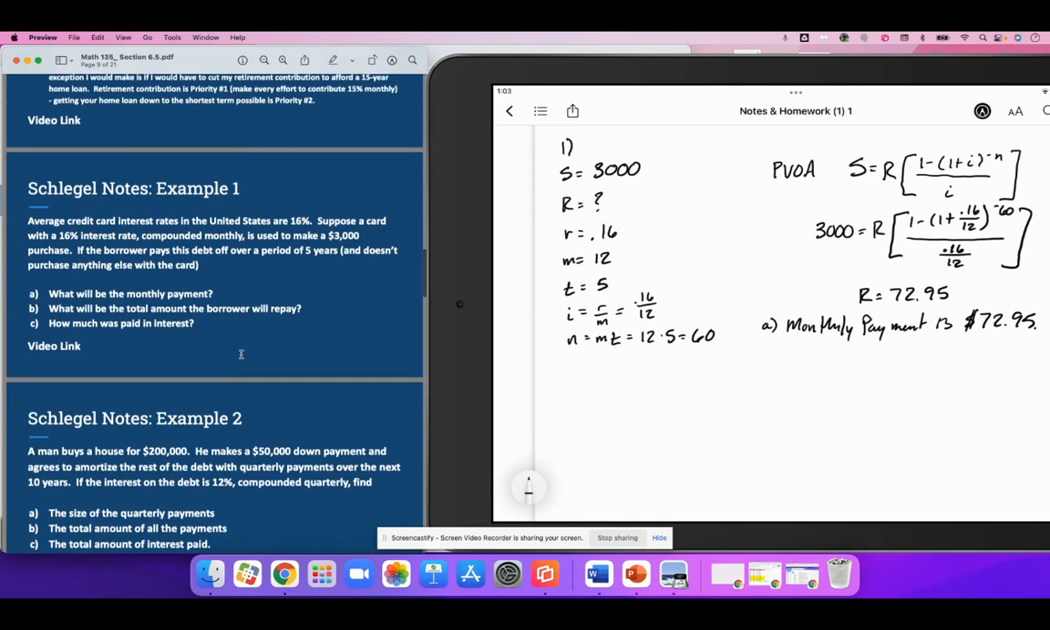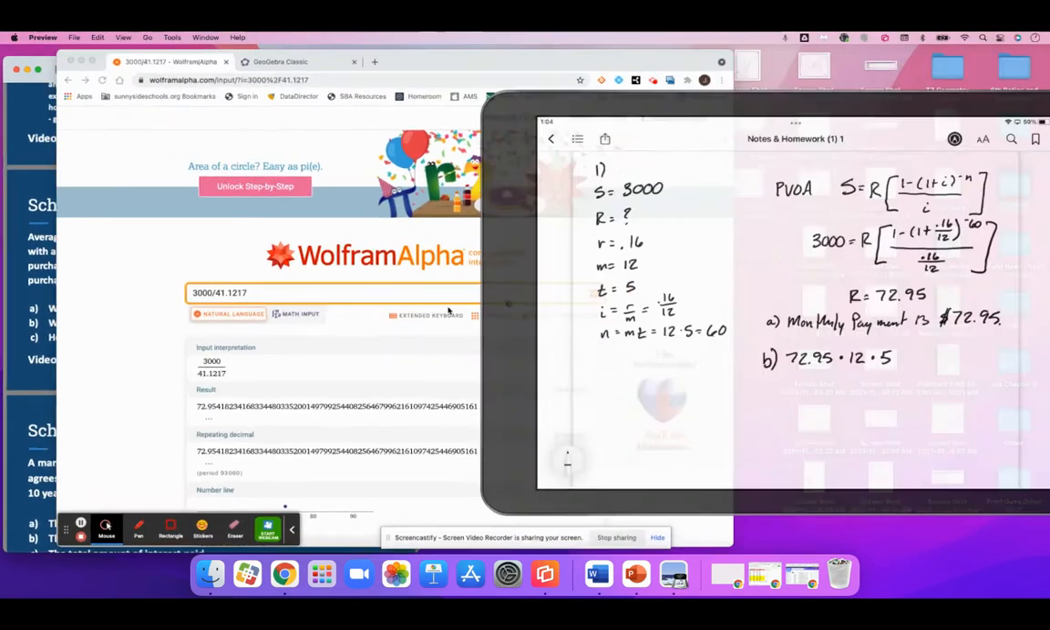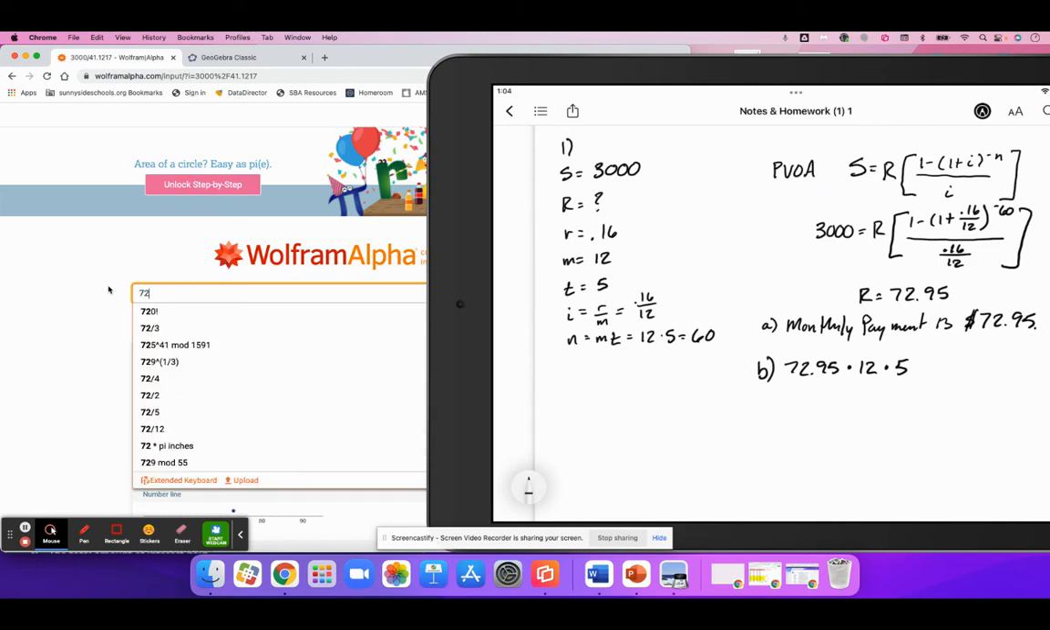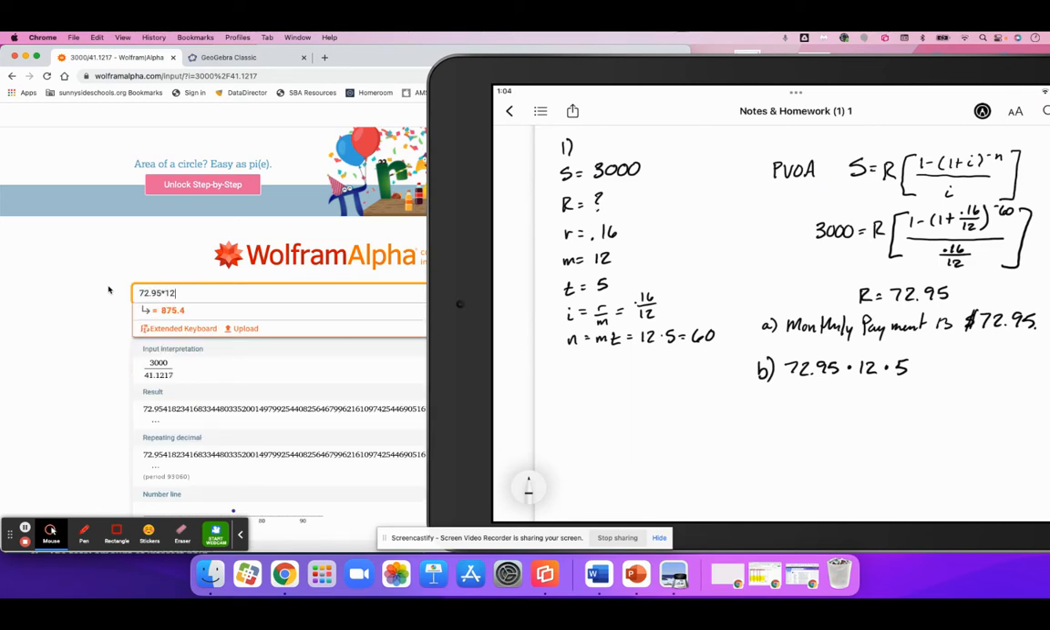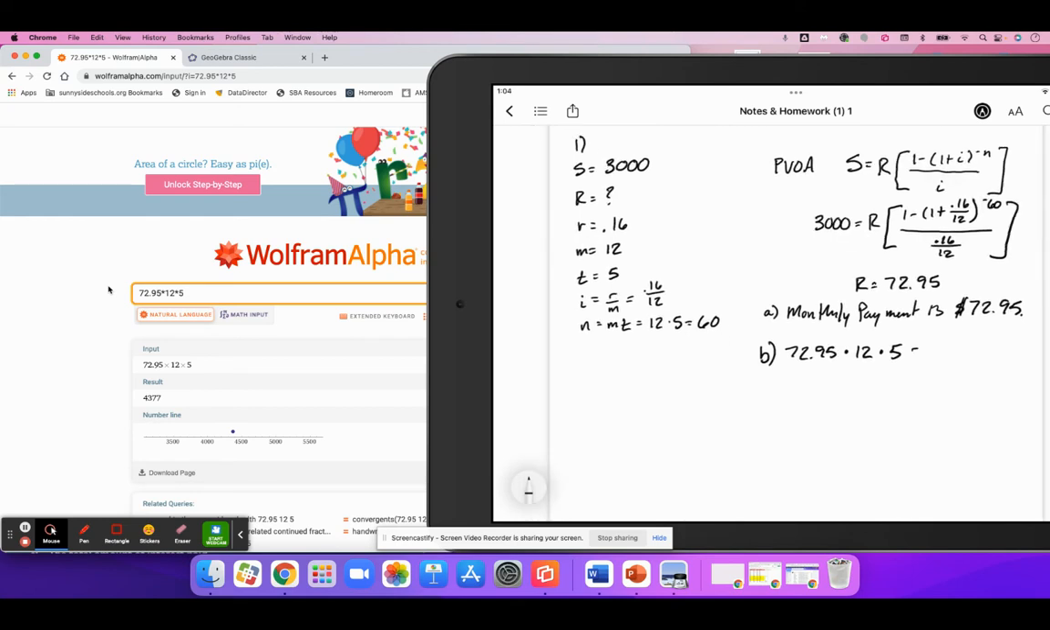Our next piece is what is the total amount the borrower will repay. And so for part B, what we would need to do is take our monthly payment, multiply it by 12 months in a year, and multiply it by the 5 years that we are going to have this loan. If we go ahead and do that, we get $72.95 times 12 times 5. We paid back $4,377. So total payoff is $4,377.